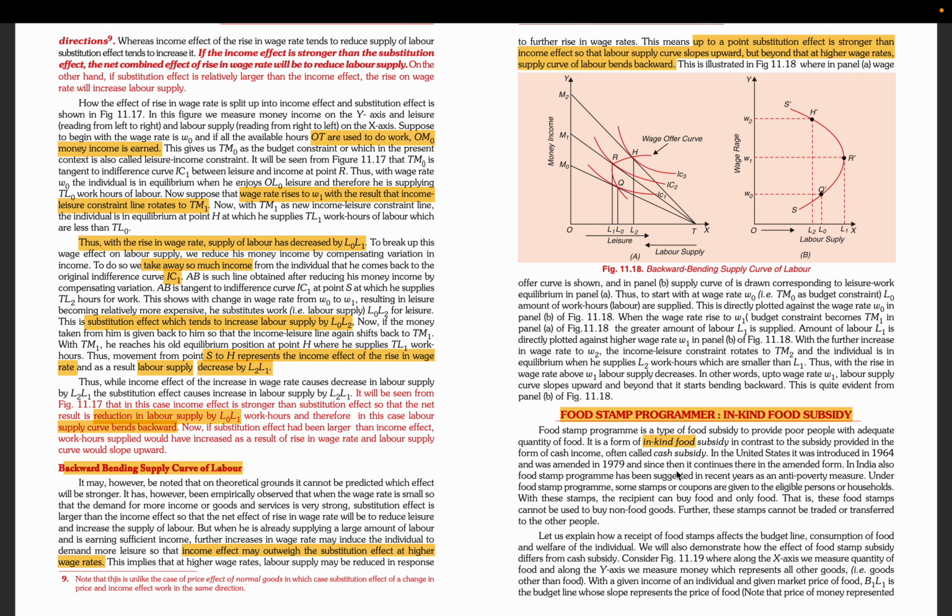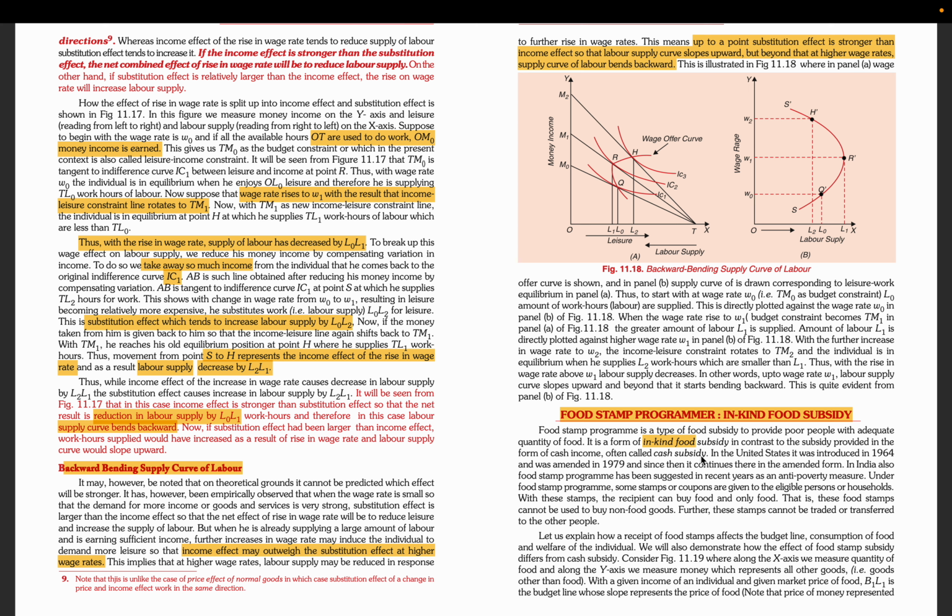Let us explain how the receipt of food stamps affects the budget line, consumption of food, and welfare of the individual. We will also demonstrate how the effect of food stamp subsidy differs from cash subsidy. Okay, consider figure 11.19, where along the x-axis we measure quantity of food and on the y-axis we measure money, which represents all other goods, that is goods other than food. So you have food, just like the two good plots that we've been doing, or the one good and other goods plot that we've been doing.